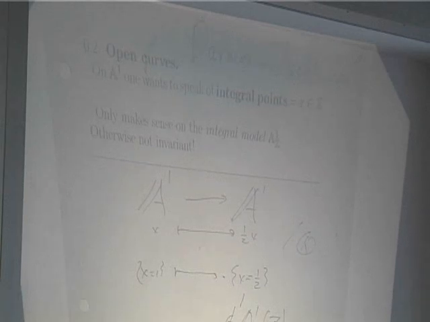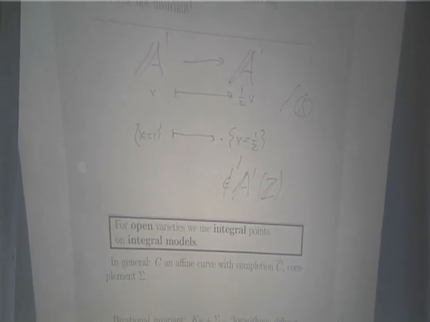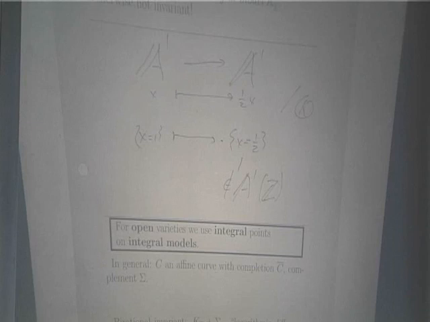So what this says is that just working over your field is not enough. And that was a major point that Chinkel made in his lecture. In order to make sense of integral points, you have to work with a model of your variety, in this case a curve, over the ring of integers, or something like the ring of integers. Otherwise, it is not an invariant notion. In other words, for open varieties, we use integral points on integral models, on schemes defined over some base scheme, which is the spectrum of the ring of integers. We'll get to this in a moment.